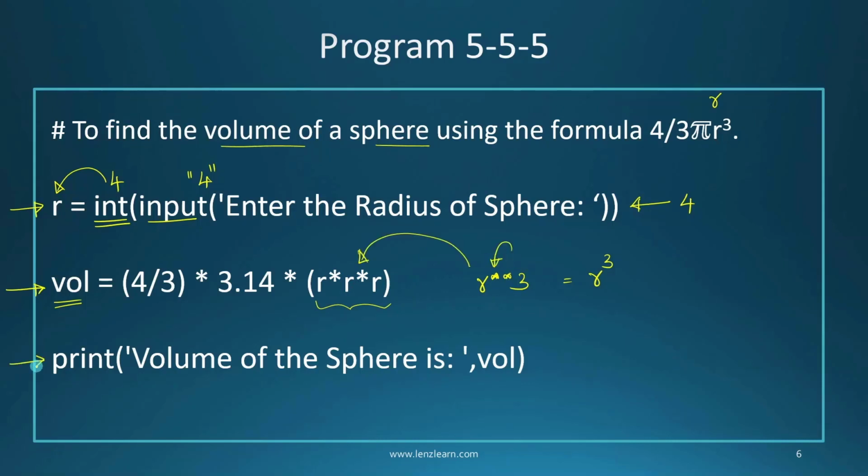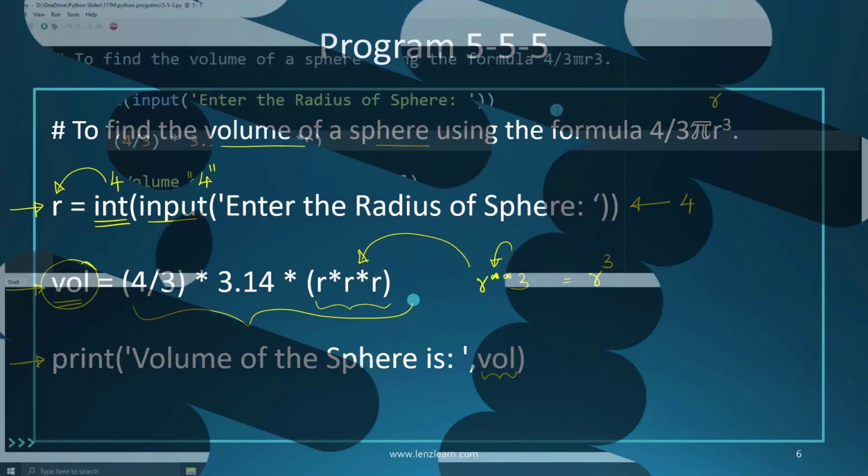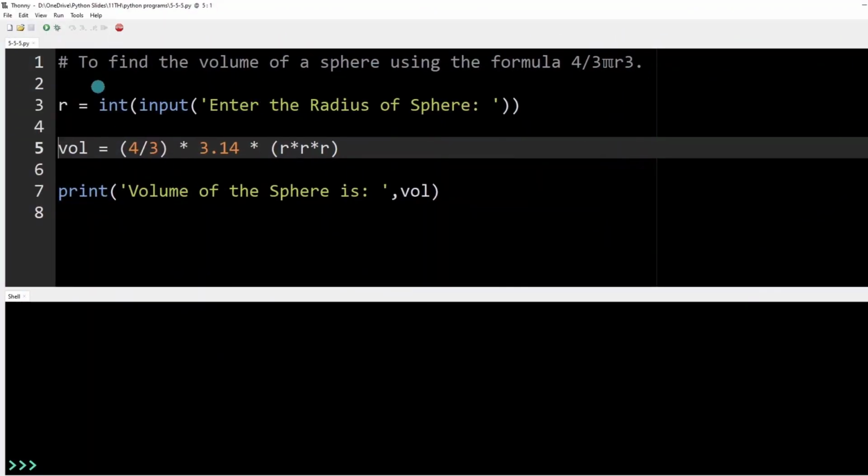Now after that, in the last print statement, you will output "volume of the sphere:", and then it will print the value of volume, whatever is evaluated by running this mathematical expression. So now let us run the program. Let me execute it.